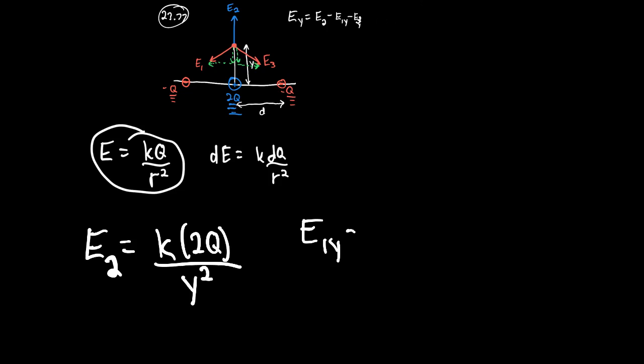How about E1Y? What's E1Y? Negative K. Why negative? Because it's going down. What's the charge? Q. Positive or negative? The charge is negative, which determines the direction, but when you plug it into the equation, you use positive Q. That negative, where did it come from? The fact that it's going down.